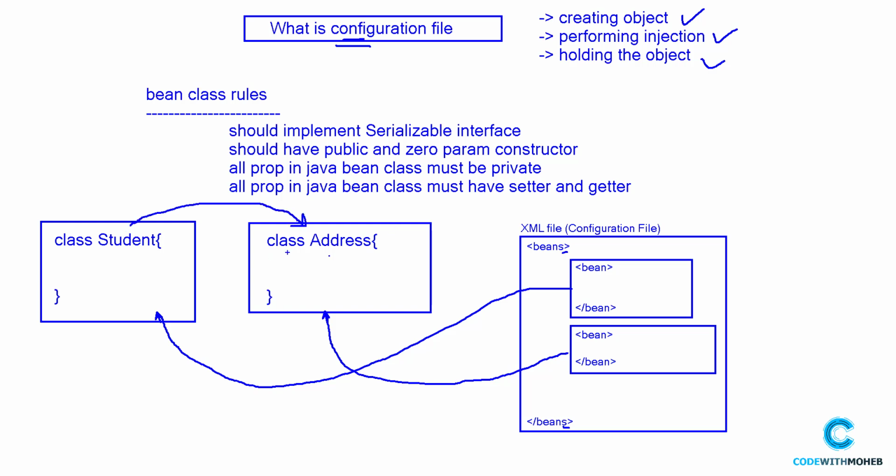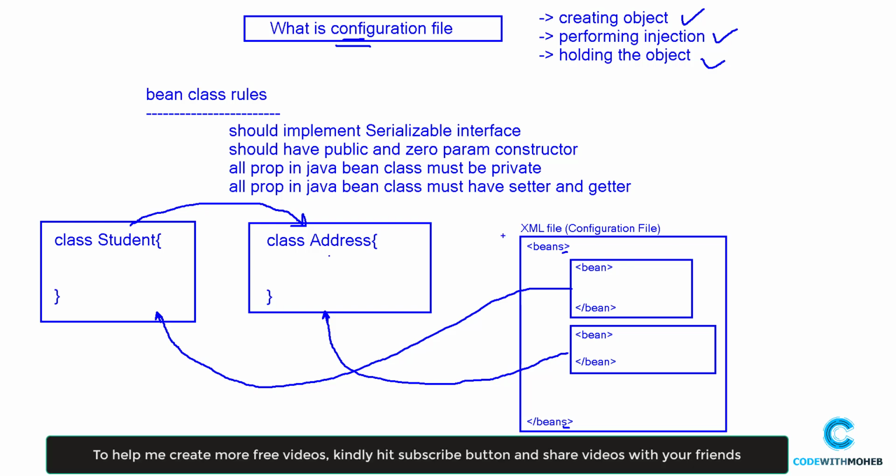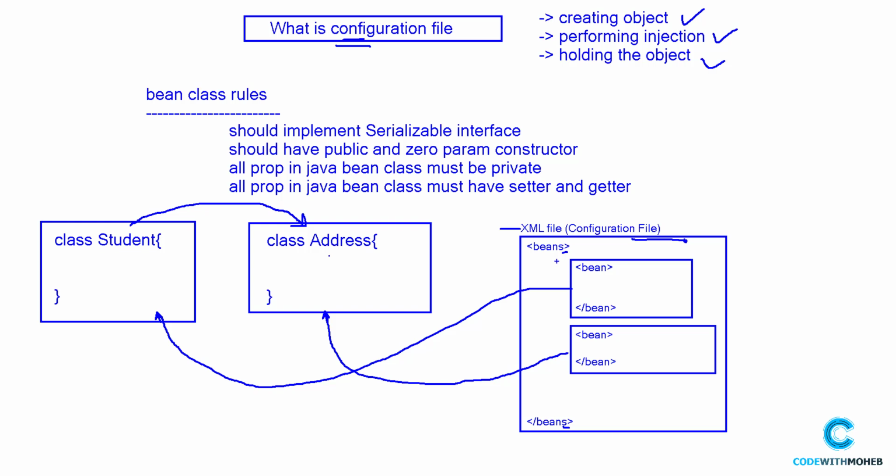So this information will be provided to the IoC container through the XML file or configuration file inside the beans tag, which is the parent tag. And inside the beans tag we have bean tags. They are for defining or showing the dependency classes or the bean classes. So this is what a configuration file is and what a configuration file does.